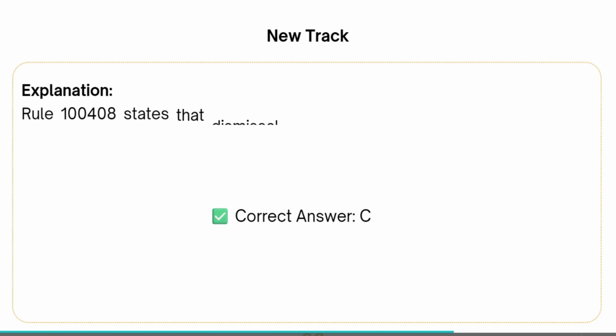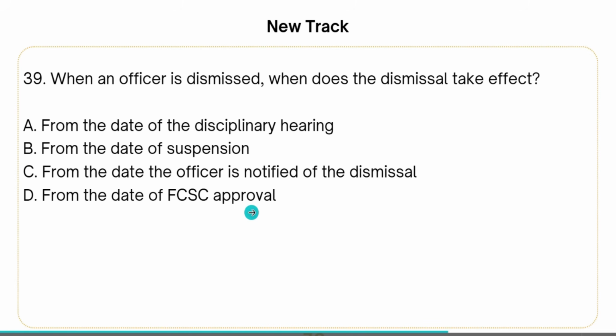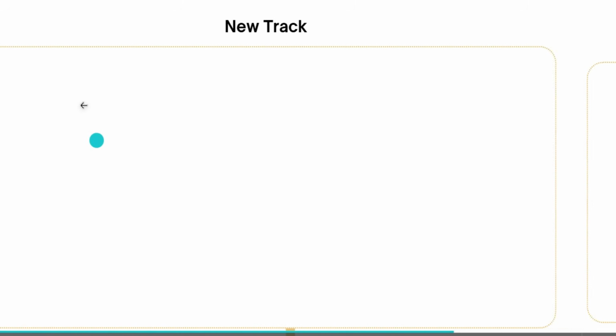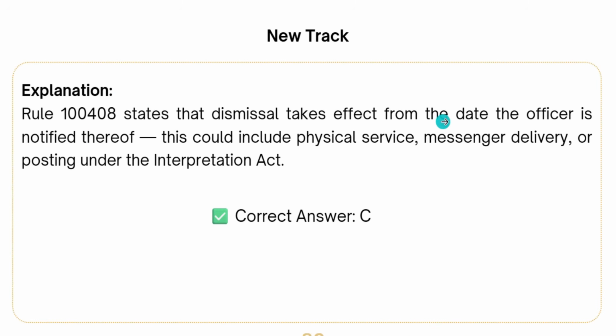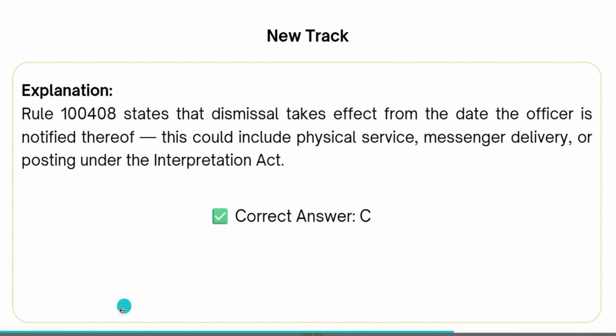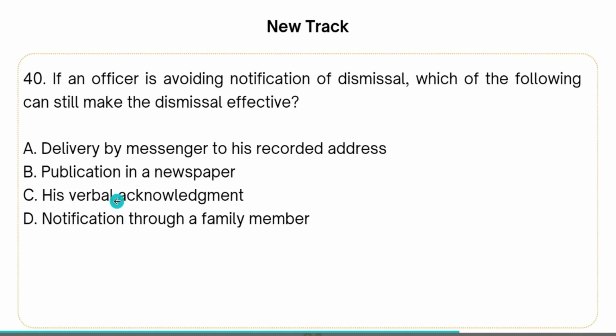The right option is option C, and option C says from the date the officer is notified of the dismissal. The Public Service Rule, paragraph 8 states that dismissal takes effect from the date the officer is notified thereof, and this could include physical service, messenger delivery, or posting under the Interpretation Act. Option C.